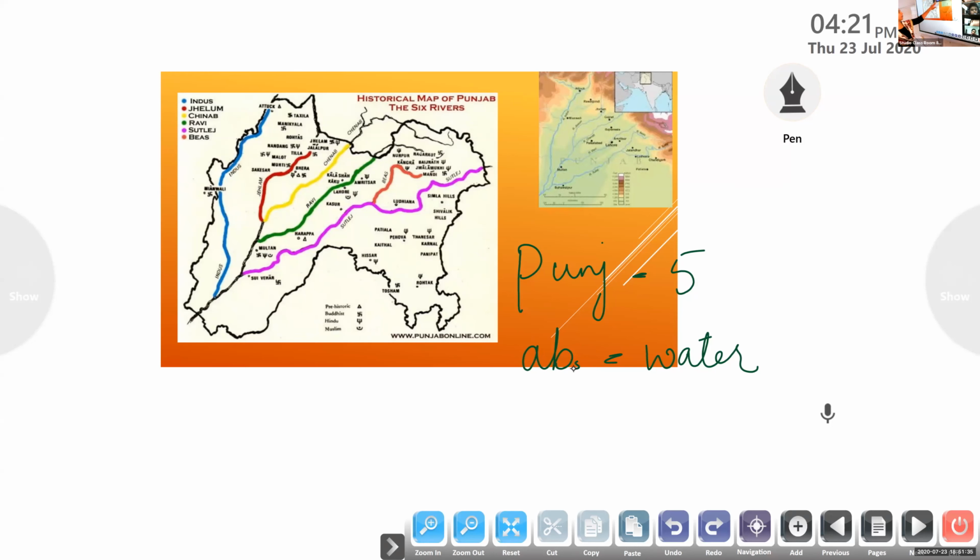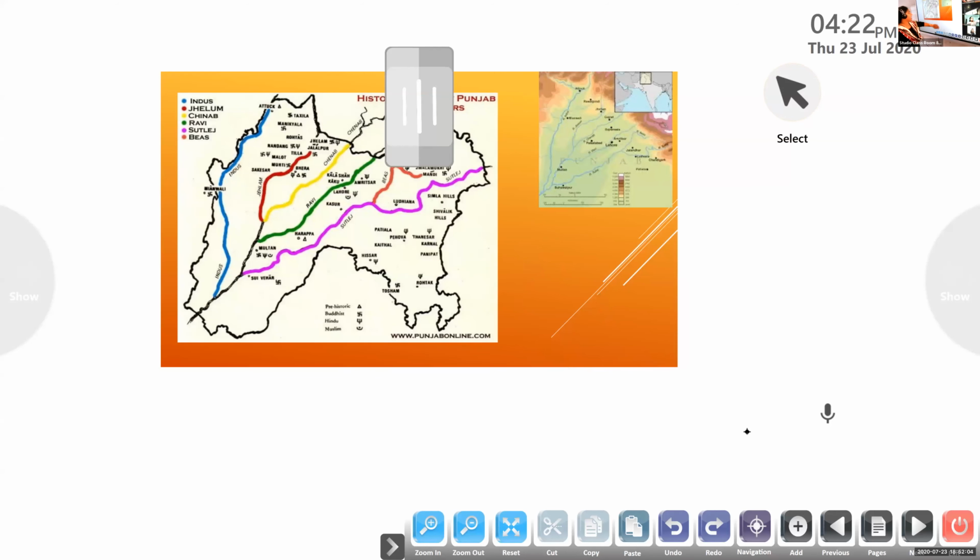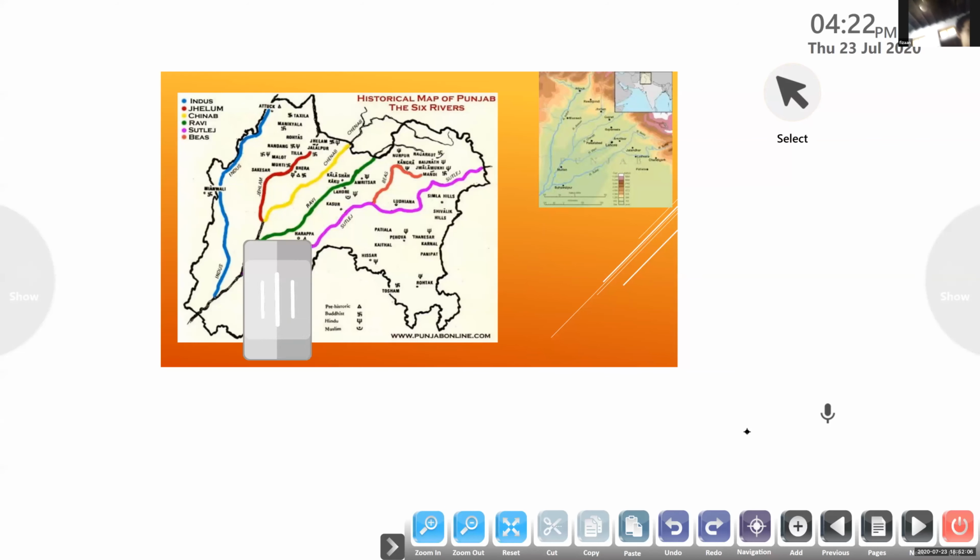From this picture, I hope you understood, right? Punjab plains. Punjab means land between rivers. Punjab is formed by river Indus and its 5 tributaries. And Punjab plain is dominated by Doab, land between 2 rivers. I hope it's clear to all of you. Shall I move to the next topic? What is the name of second plain?